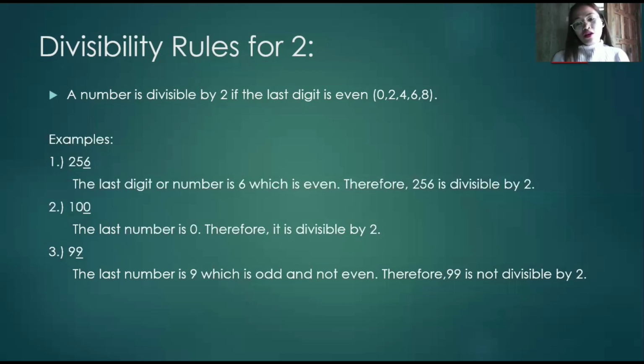Nakuha ba, class? So, kinahanglan lang atong balikon. If we say divisibility rules for 2, we have to remember that a number is divisible by 2 if the last digit is even, or the last number is 0, 2, 4, 6, and 8. So, nasabtan ba?